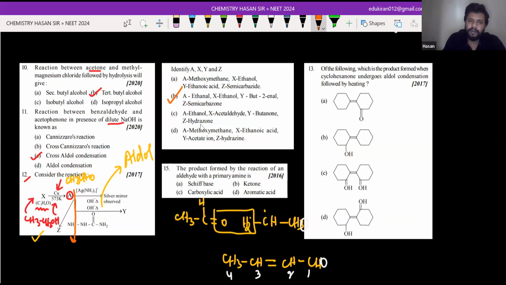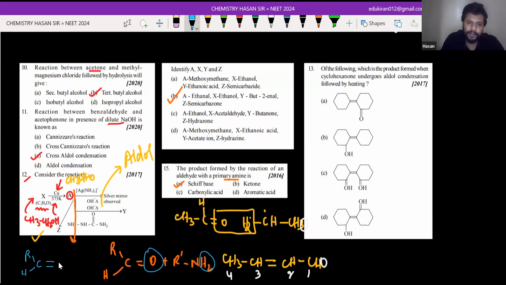What is the answer for 15? You can see the product formed by the reaction of an aldehyde with a primary amine is called a Schiff base. You can take an aldehyde like this, and when you react it with an amine, it is very simple. You remove H2 and O, that is H2O. Writing it again, H, double bond, N and then R dash. This is your Schiff base. So the answer is Schiff base.